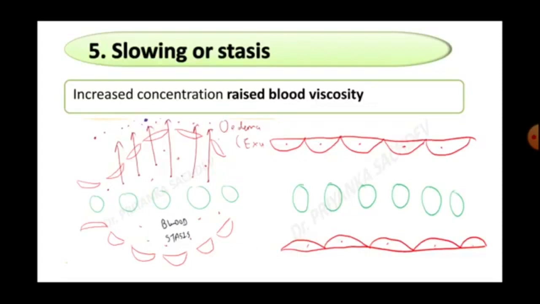Number 5. Slowing or stasis. Increased concentration of red blood cells in small vessels leads to increased blood viscosity.